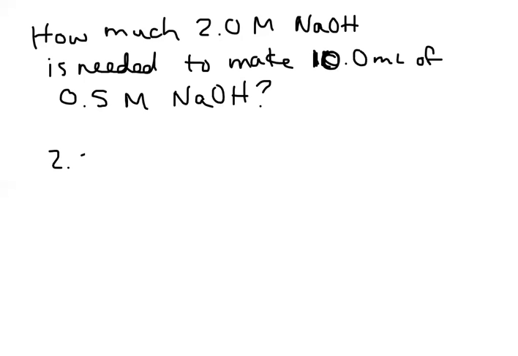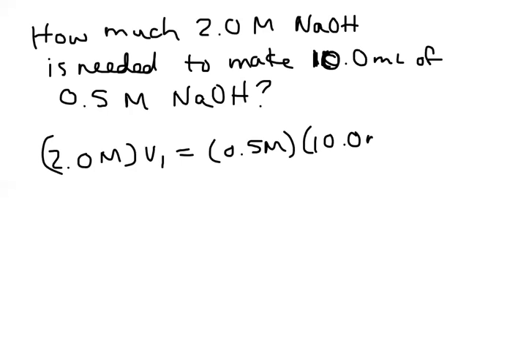2.0 molar. What's my V1? We don't know. What's my C2? 0.5 molar. What's my V2? 10 mL. So that means your V1 will be in what unit? Milliliters. It doesn't have to be in liters all the time, but if you have milliliters here, your answer is going to be in milliliters. So you do the same math, and it would be 2.5 mL.